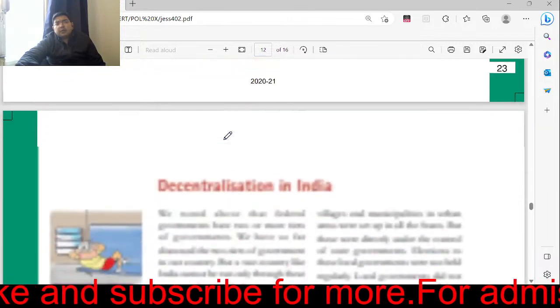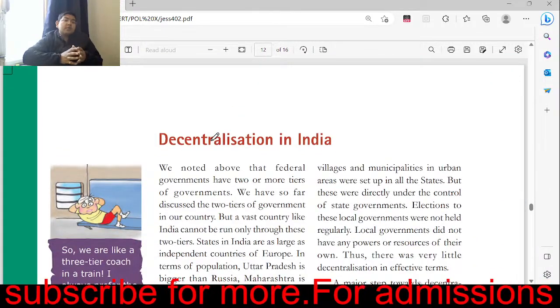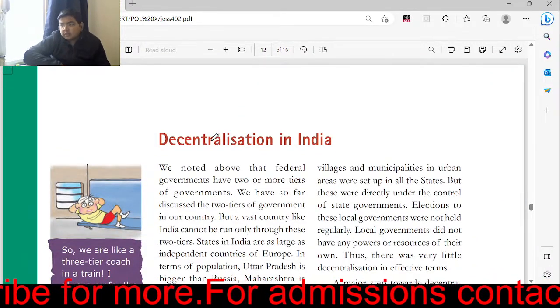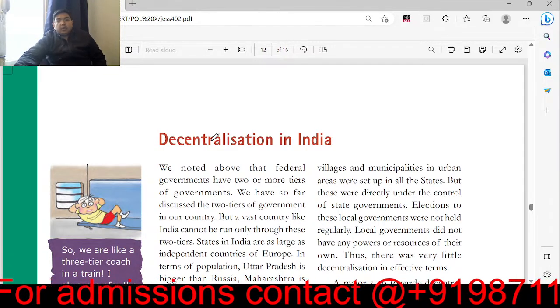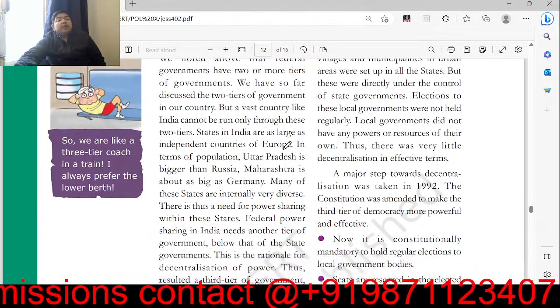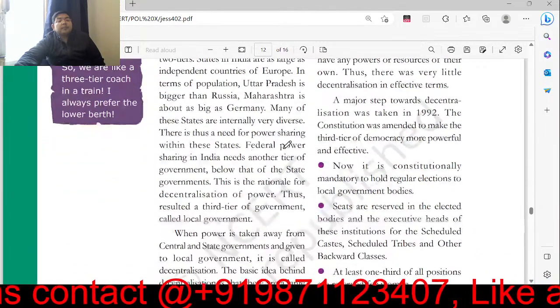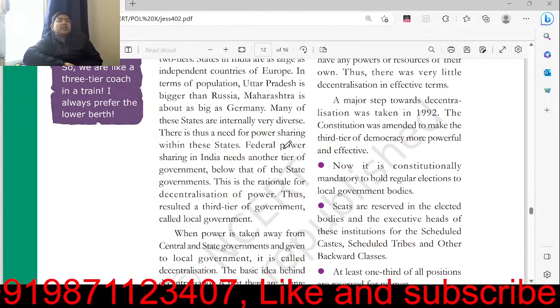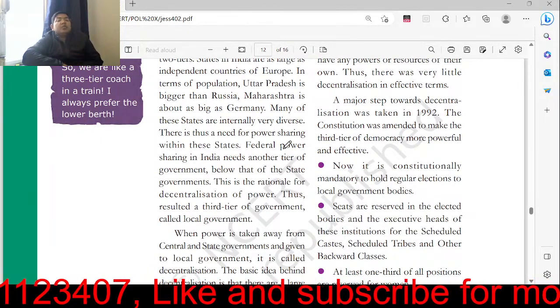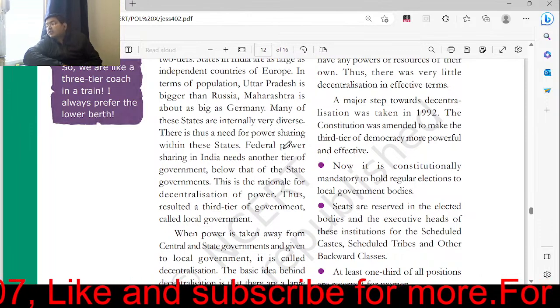Now, the last topic of this chapter is decentralization. Now, what do you call decentralization? So, when power is taken away from the central and the state government, and it is being given to the local government, it is called decentralization.